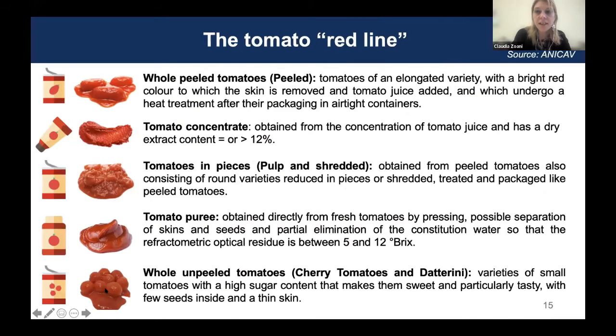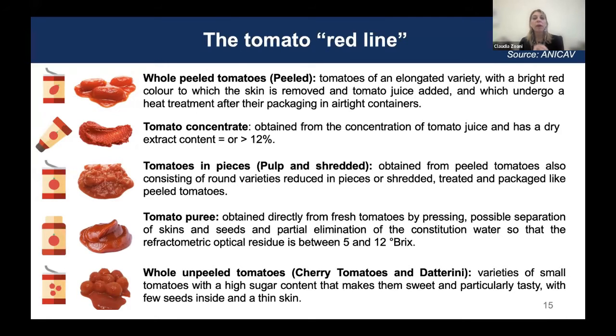Here I summarized, according to how they are classified by the Association of Canned Product Producers, what they name the tomato red line. So the 5 main products referred to processed tomatoes. We have the peeled tomatoes, so the whole peeled tomatoes that arise from an elongated variety. They are brightly red, the skin is removed and tomato juice is added, and then they undergo heat treatment after the packaging.